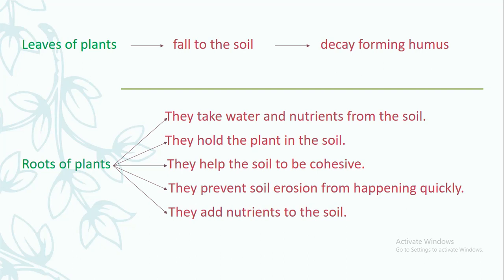Number 4, they prevent soil erosion from happening quickly. They prevent the breaking of soil from happening quickly. The last one, they add nutrients to the soil, because when they fall to the soil, or when they die, they decay, forming humus, so they add nutrients to the soil.